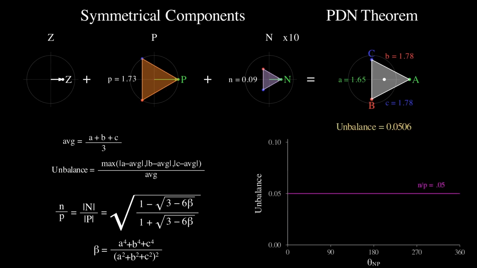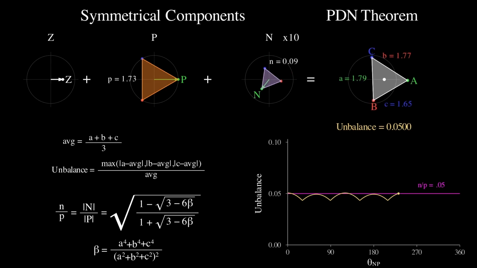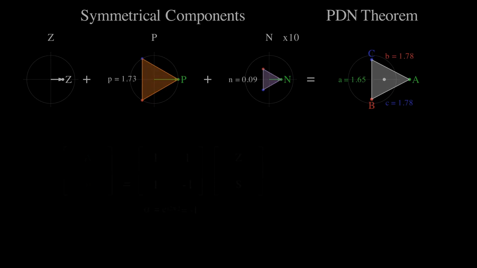For a given value of N over P, say 0.05 in this example, the value of imbalance stays very close to 0.05 as the mutual angle of N to P is varied by 360 degrees. For the remainder of this video, I'll review the decomposition of polygons using the matrix form instead of the totally geometric construction from the PDN theorem, since that geometric construction gets very messy for larger polygons.